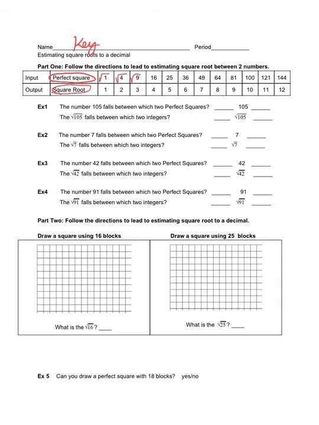Now we're going to begin by taking a look at when things are not perfect squares. For example, look at number 1. The number 105 falls between which two perfect squares? Well, the number 105 falls somewhere between 81 and 100. And then if you look at the output, the square root of 105 falls between 9 and 10.